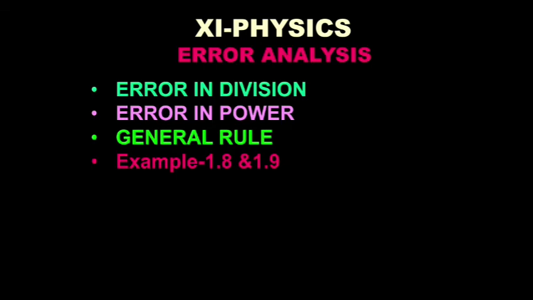In this class, we continue the error analysis topic. The remaining types are error in division and error in power, and the final one is the general rule of error in power, which is also called maximum fractional error. We will also discuss two example sums, 1.8 and 1.9. Students, these two topics are very important, so listen and watch carefully.